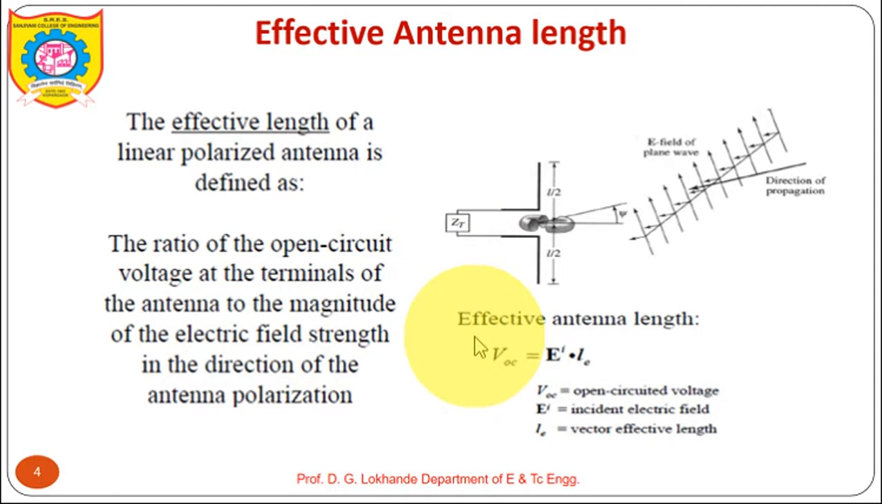So you can see here the source is connected to the dipole antenna, where L/2 is the length in one arm and another L/2 is the length in the other arm, and the electric field will be radiated in a particular direction. So effective antenna length can be calculated when it is open circuited. So VOC is equal to EI times LE, where VOC is the open circuit voltage, EI is the incident electric field, and LE is the vector effective length.